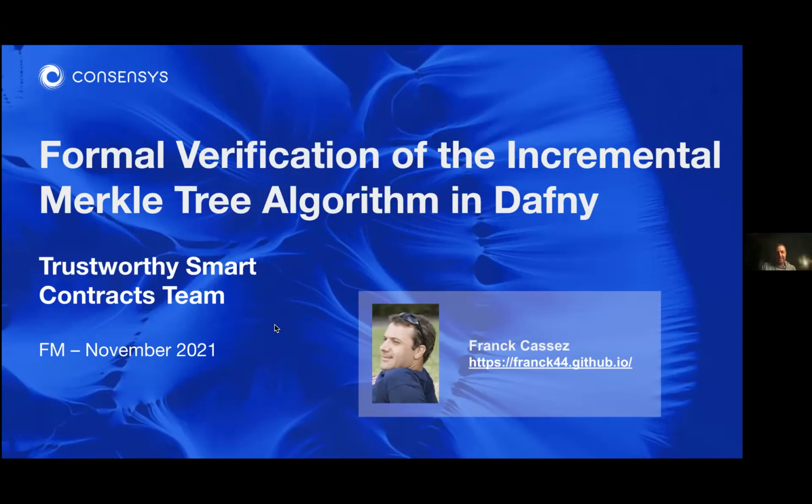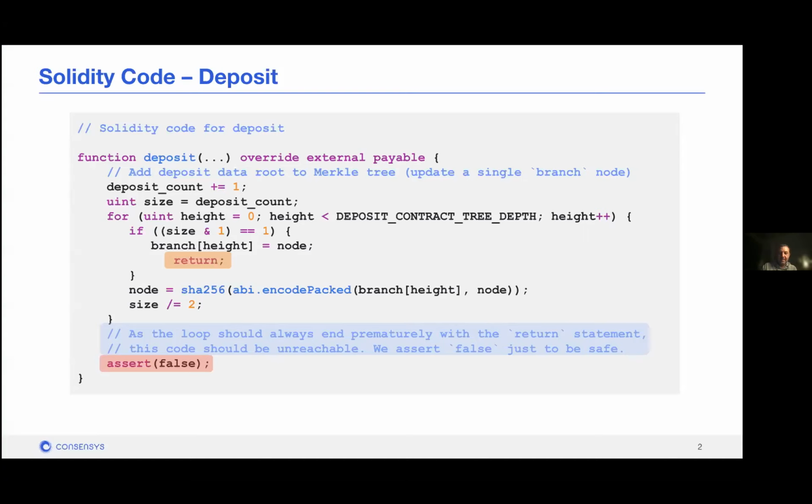So I'm Franck. I'm at Consensus in the Trustworthy Smart Contracts verification team. And I'm going to talk about the formal verification of an algorithm, the Merkle tree algorithm. And the formal verification was carried out with a verification-friendly language called Dafny.